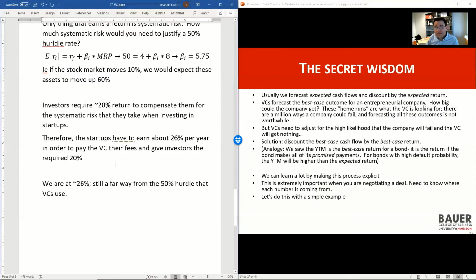So instead of discounting expected cash flows by an expected return, what we're going to be doing is discounting very high cash flows by a very high hurdle rate. The key is that when VCs make their forecast, the forecast is a best case outcome.